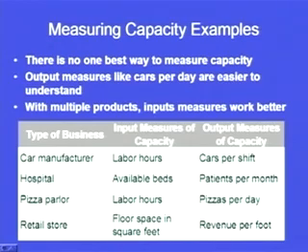Similarly, with multiple products, input measures work better. The first example that we have taken is that the car is the product, but that is a single product, only cars are being manufactured in that type of layout. But if there are multiple different types of products, some products may be produced in more quantity, some in less quantity, a large variety of products being manufactured by a single company.